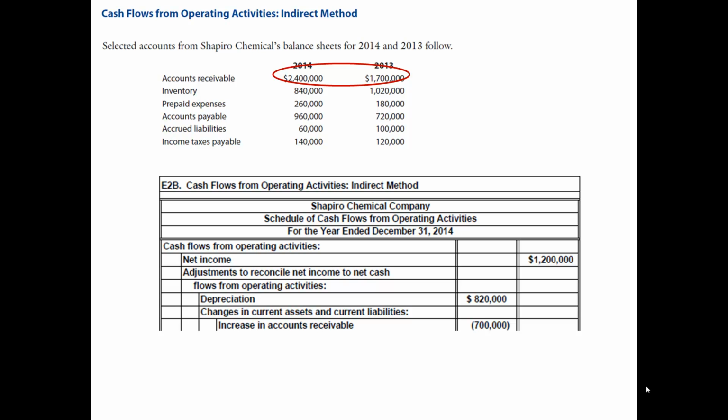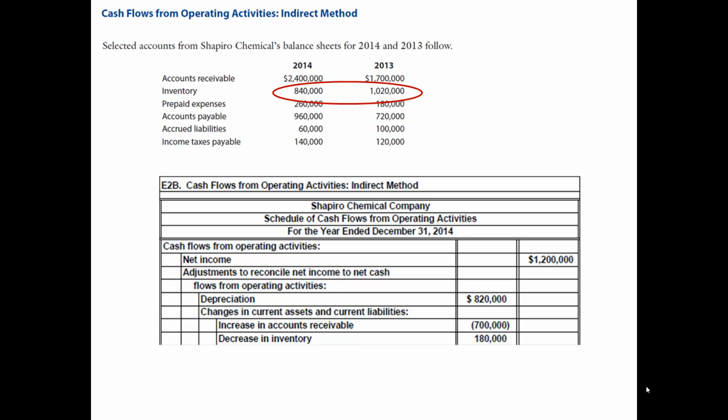So you'll notice that we have an increase in our accounts receivable. An increase in accounts receivable, you have to think of it from a cash flow standpoint. If my accounts receivable account increases, that means more people owe me money, which means people didn't pay me money. So that shows as a decrease in cash flow.